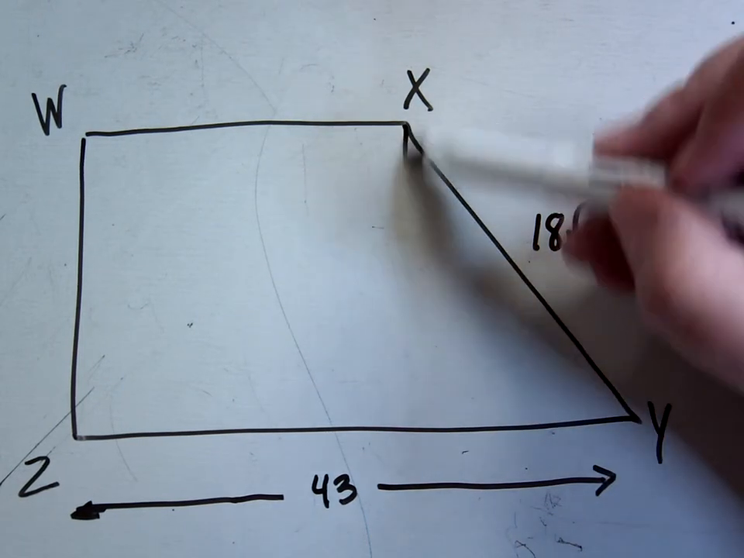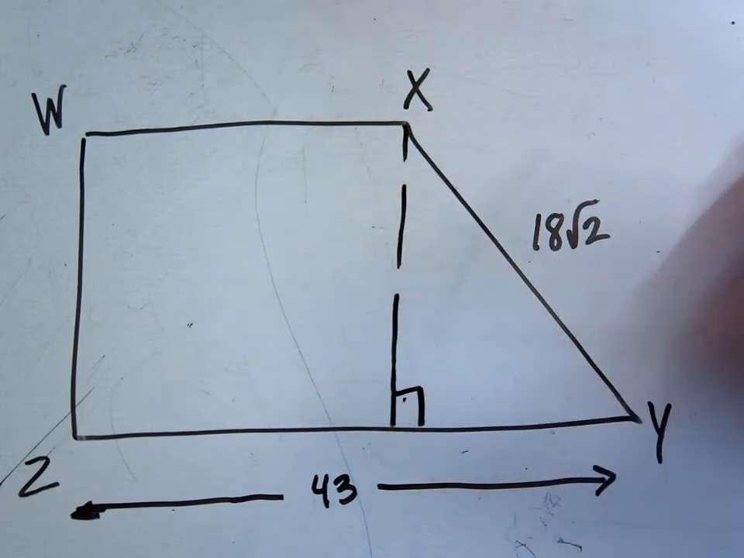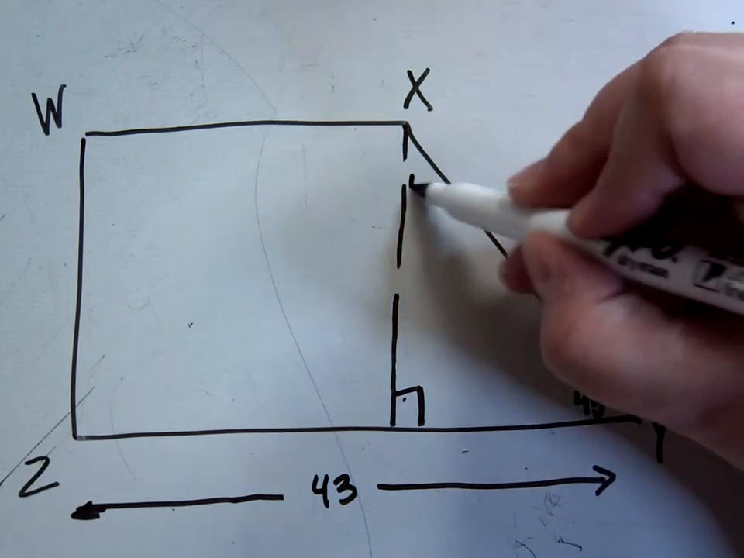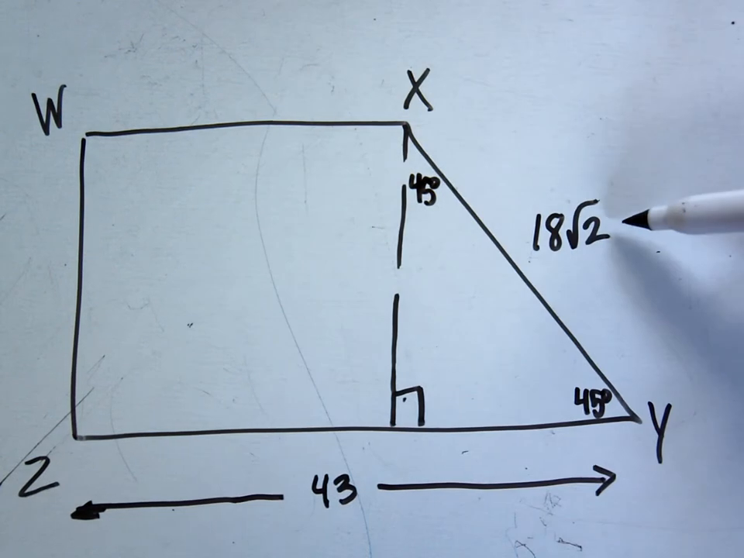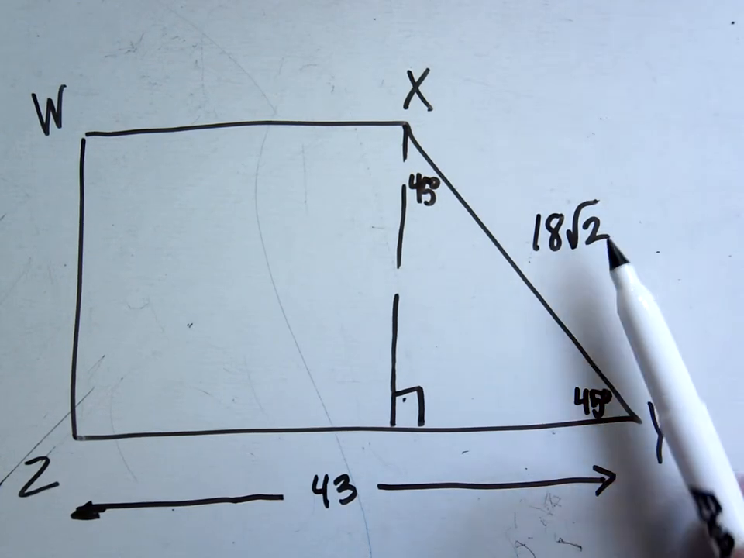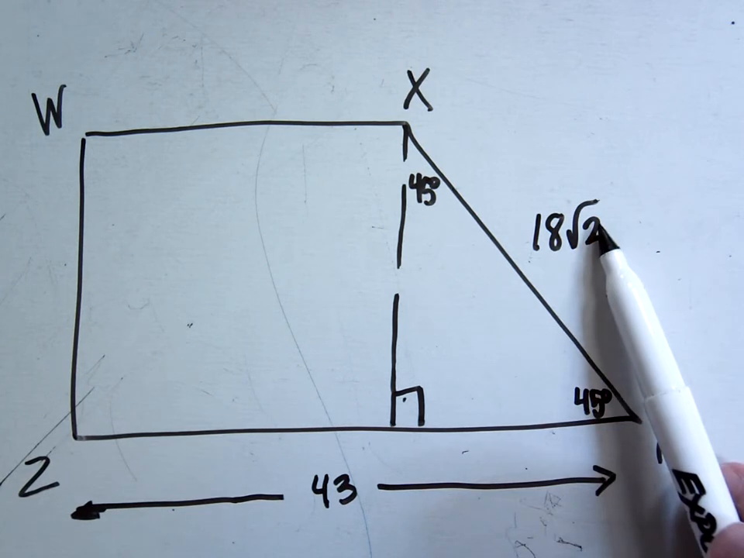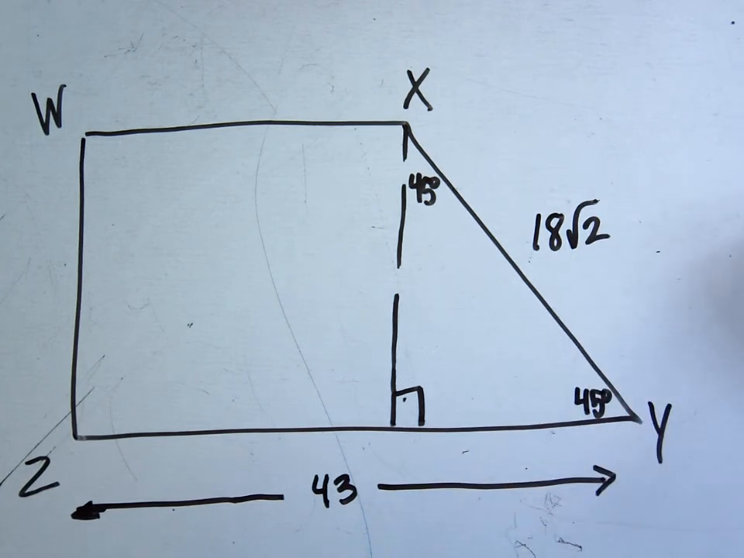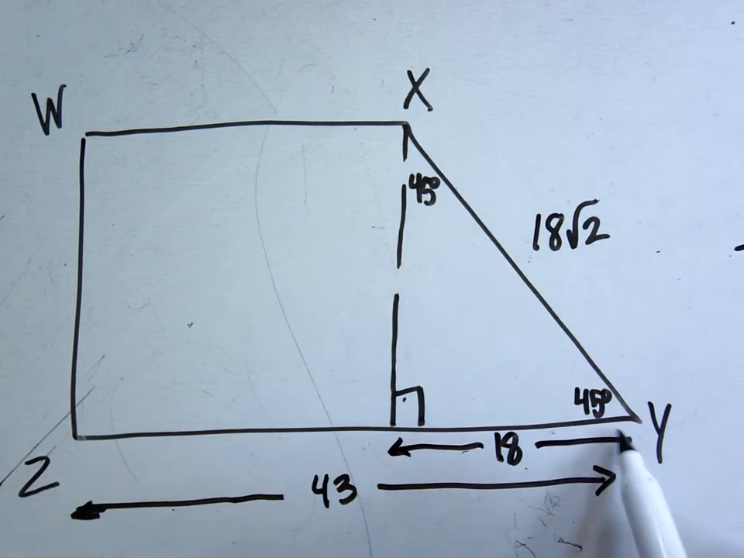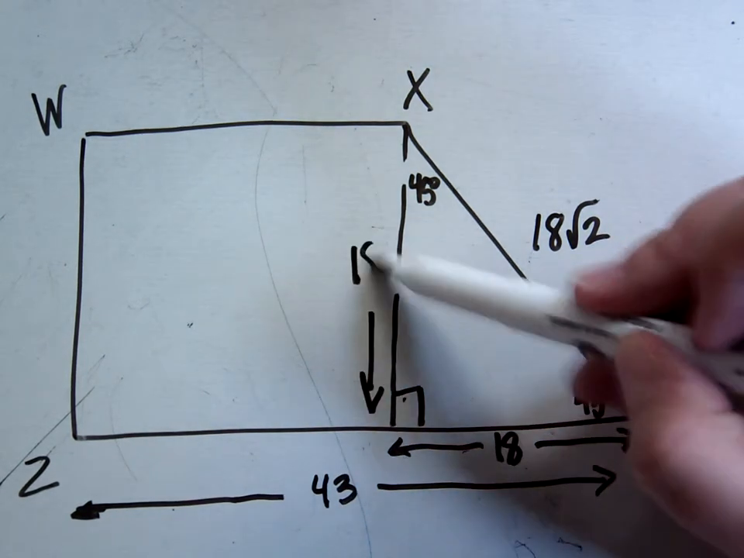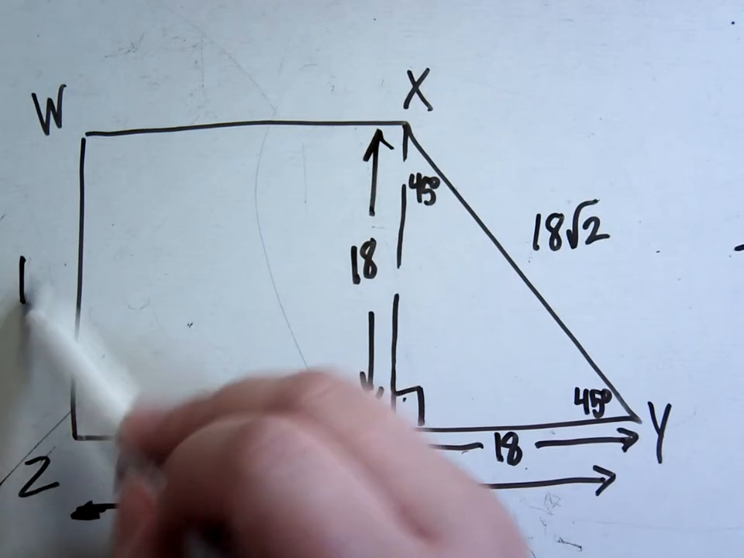It shows me that this is actually a 45, 45, 90 right here. Okay, so this is the hypotenuse of a 45, 45, 90. If you want the leg of a 45, 45, 90 and you have the hypotenuse, you divide it by square root of 2. So 18 root 2 divided by square root of 2 will give me 18. So that's just from here to here. The reason that really matters is because that's also this side, which means this is 18.